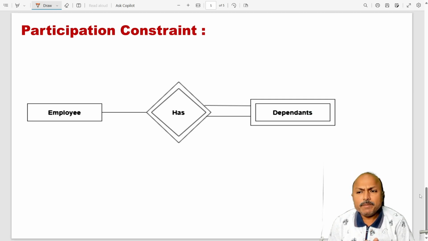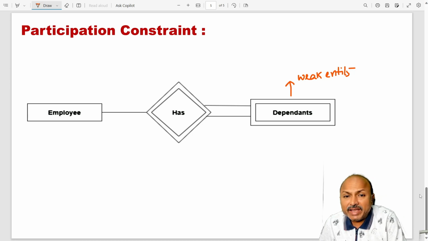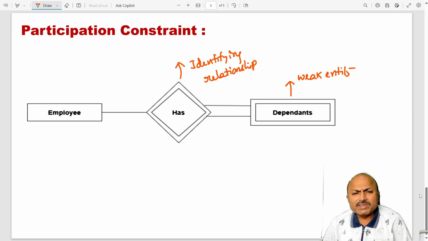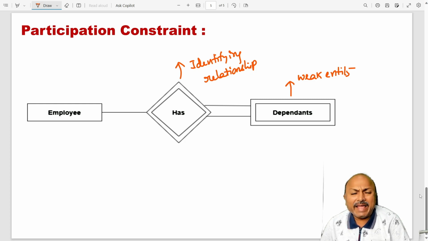Now we are going to see what the participation constraint is in a weak entity. Here you understood that whenever there is a double rectangle, that is nothing but a weak entity. And whenever a weak entity has some connection with a strong entity, that relationship is called an identifying relationship. So if you consider an organization, it has some employees. Each employee may have some dependents.